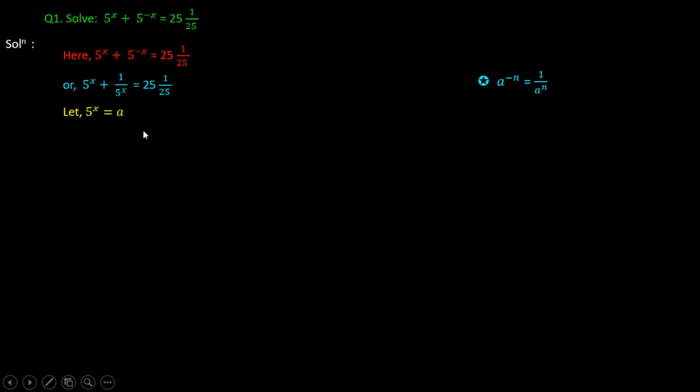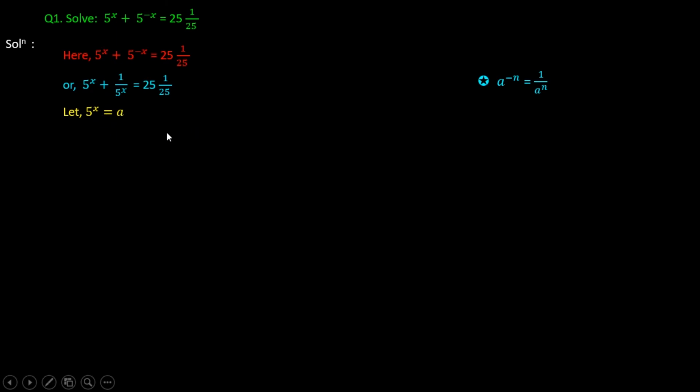Then we cannot directly solve this part, so we have to let 5 to the power x be some variable. Do not let 5 to the power x be x, as it is confusing if you take it as x. So let it be another variable like y, z, a, b, any variable. I have let 5 to the power x be a.